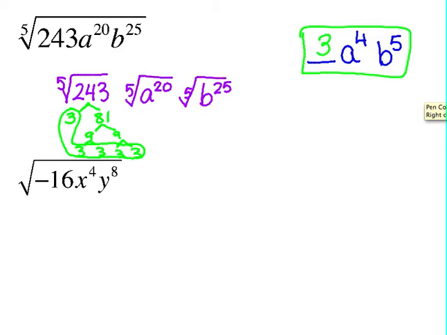So on this last one, we're going to break it up just like we did in the problem before. I'm going to break that up as the square root of negative 16, the square root of x to the 4th, and the square root of y to the 8th. So I want you to go ahead and see if you can do that quickly.